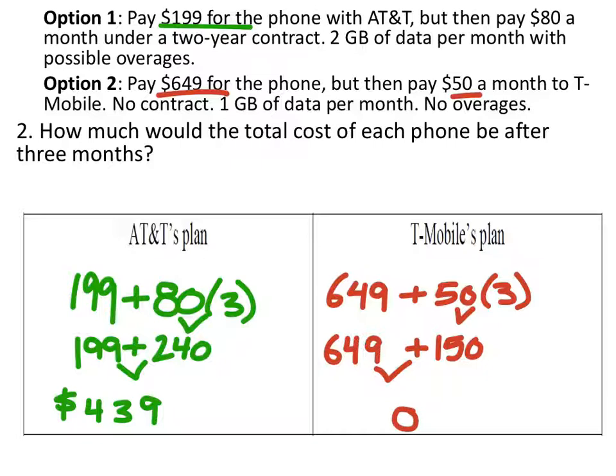So 0 plus 9 is 9. 4 plus 5 is 9. And then 6 plus 1 is 7. So it looks like for T-Mobile, after 3 months, would have paid $799.